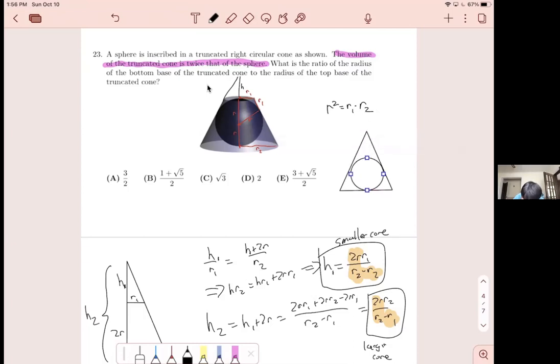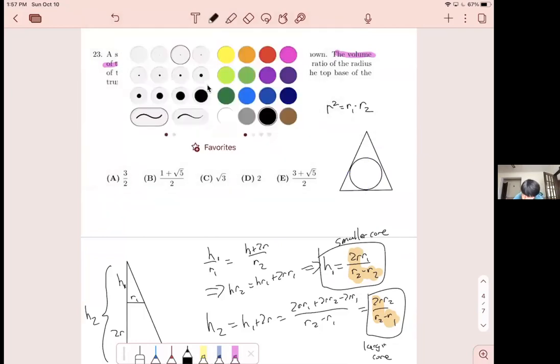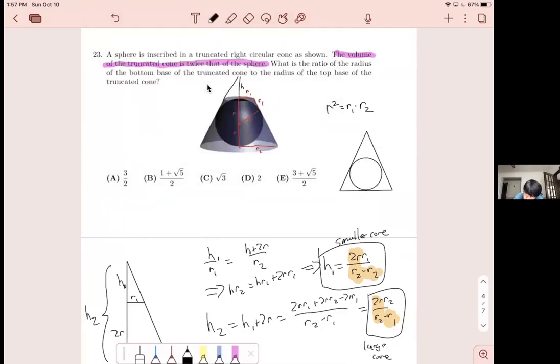So when you take a cross section, you have this inscribed circle, which is the middle slice of the sphere. And then we have the diameter of the base. So this is R2 and this is H1.